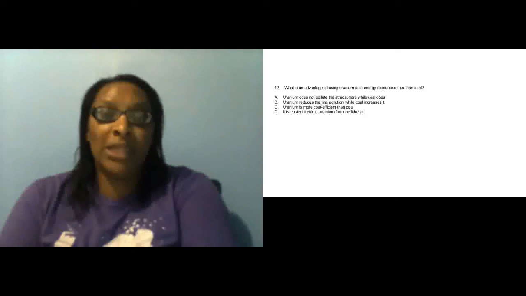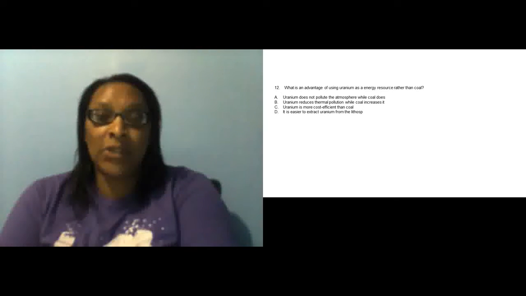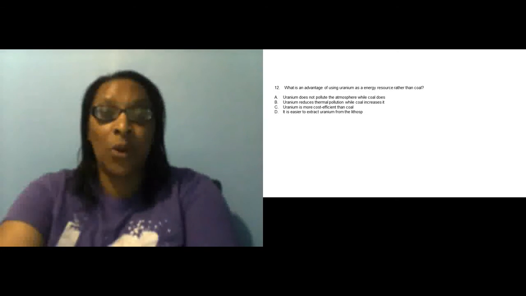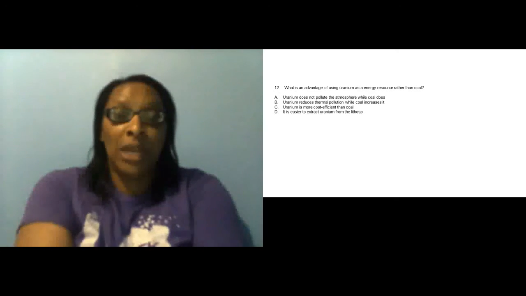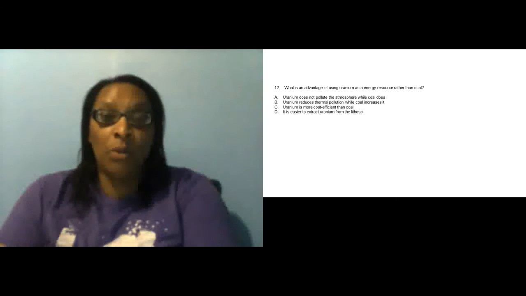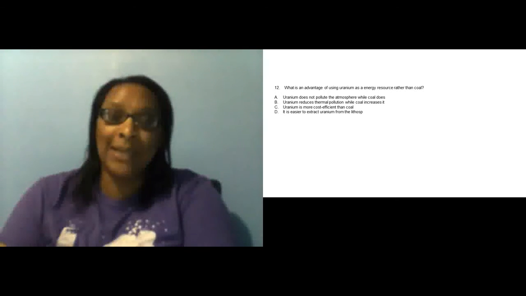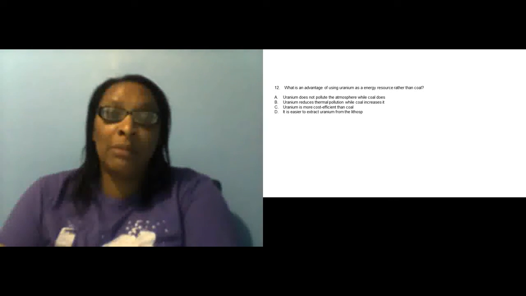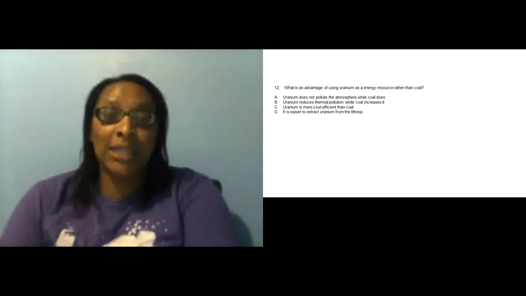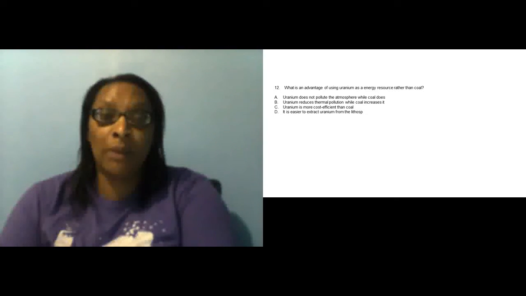Number 12. What is an advantage of using uranium as an energy source rather than coal? A, uranium does not pollute the atmosphere while coal does. B, uranium reduces thermal pollution while coal increases it. C, uranium is more cost efficient than coal. Or D, it is easier to extract uranium from the lithosphere.